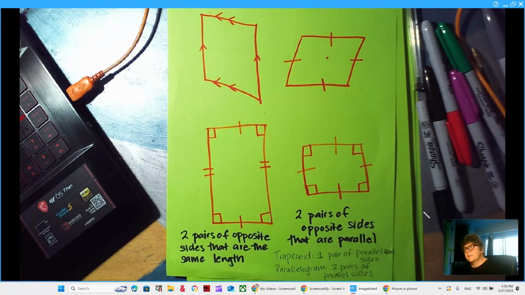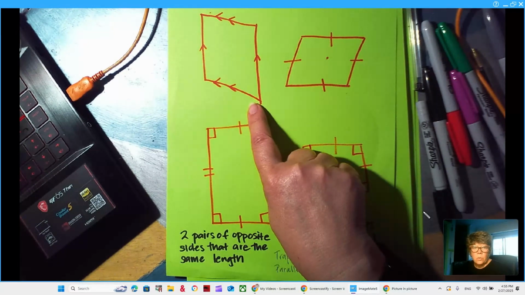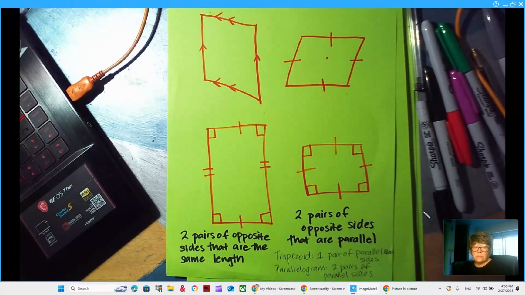And not all rhombuses and not all parallelograms are rectangles, because if they don't have right angles, that would be a big thing, right? The right angles make them into rectangles.